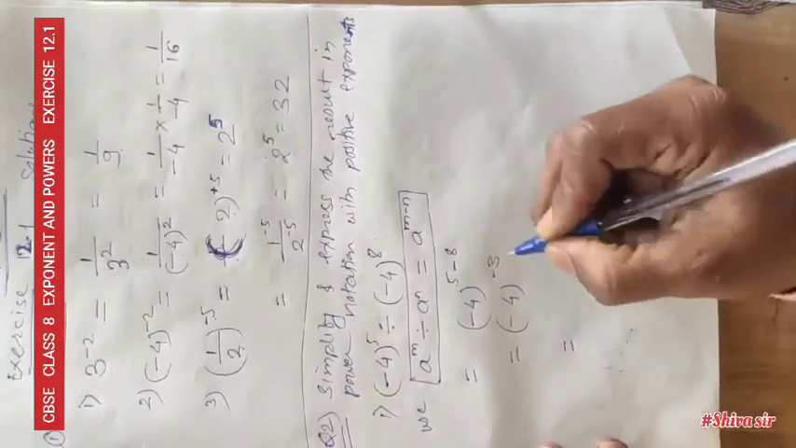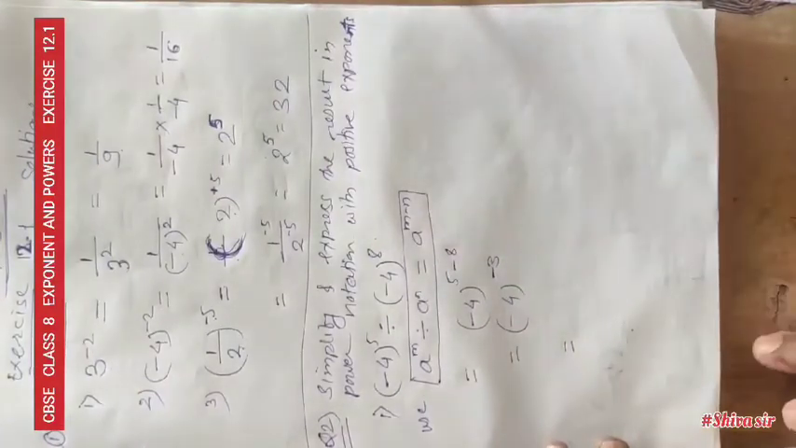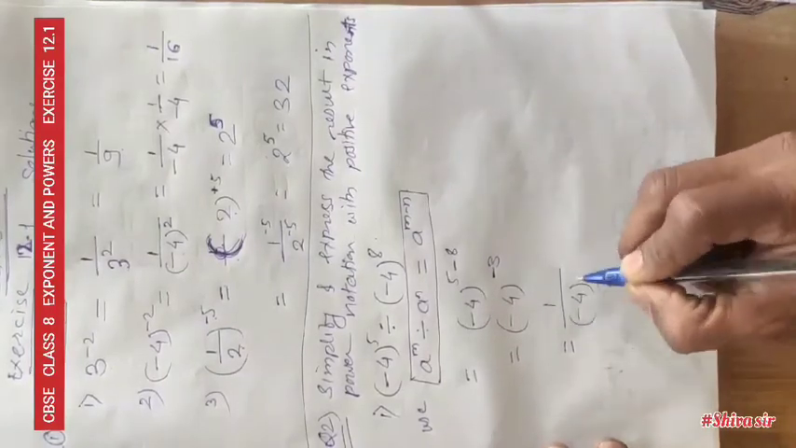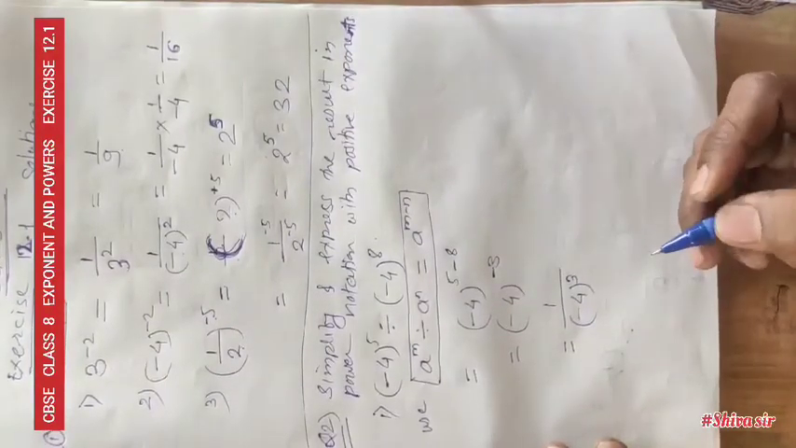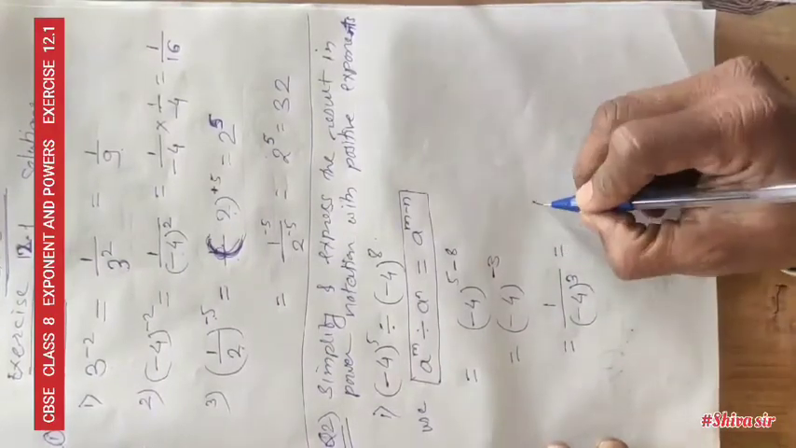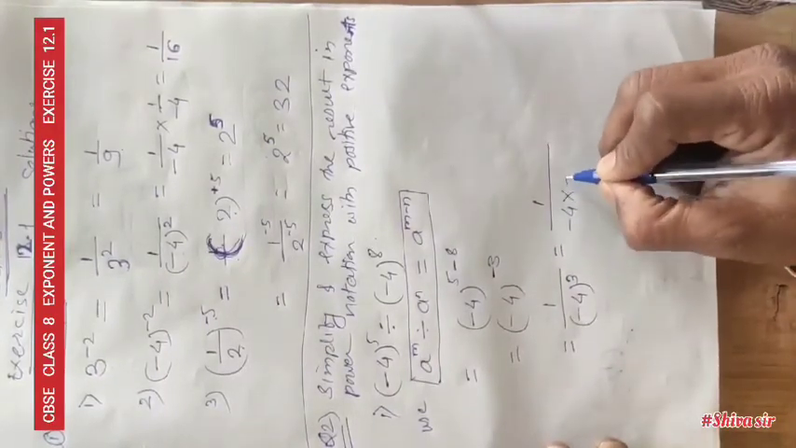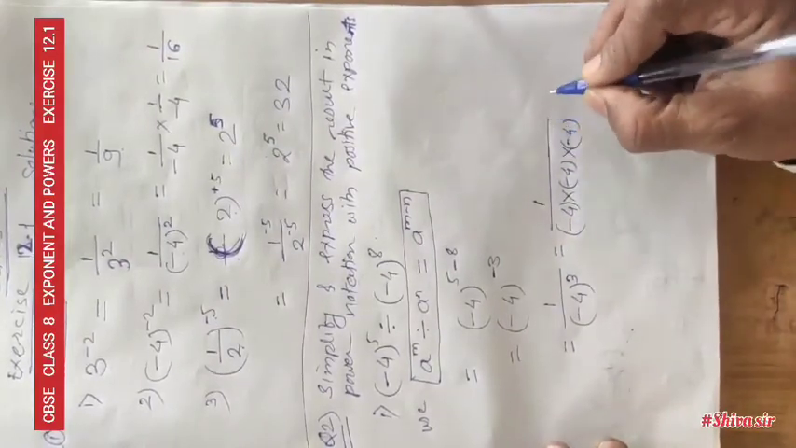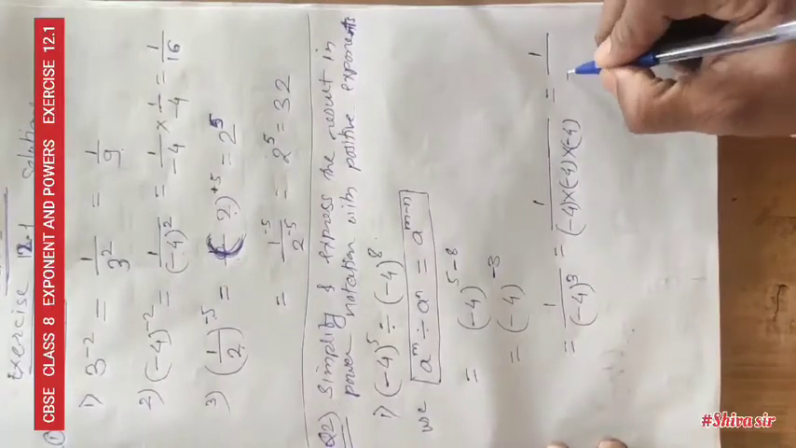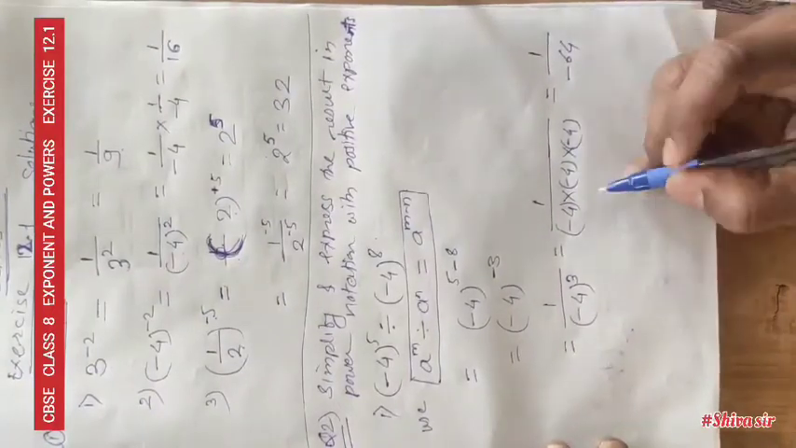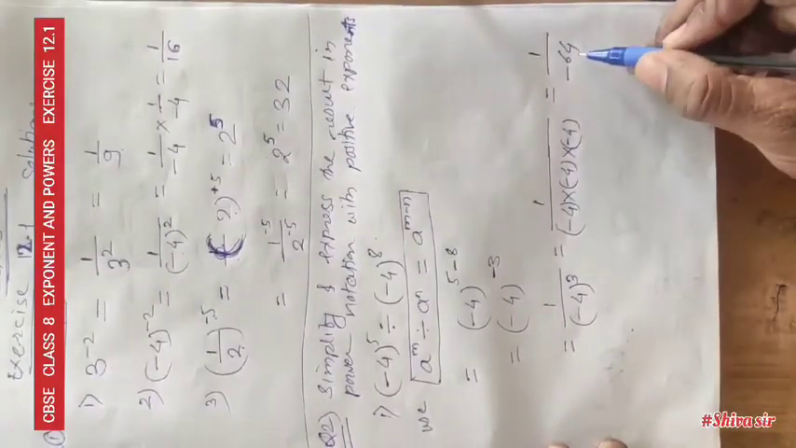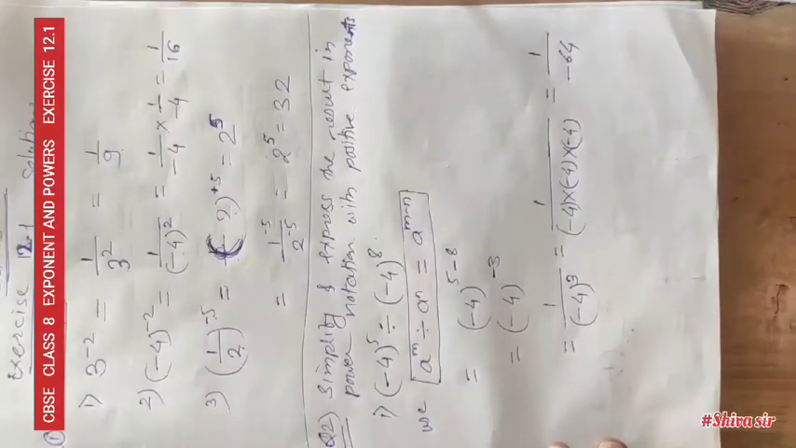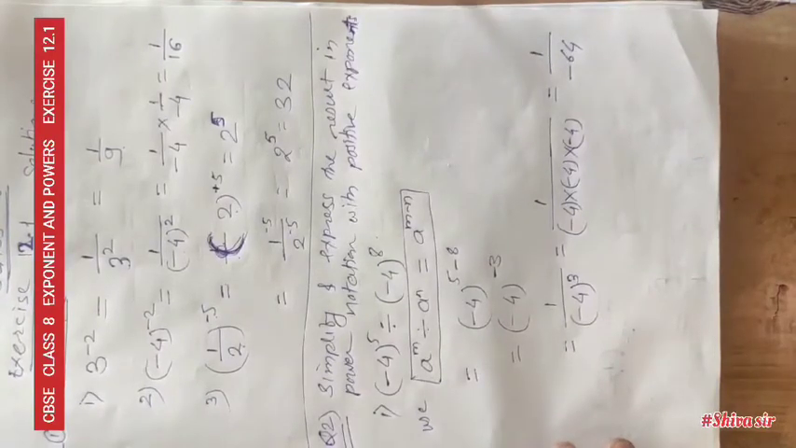Here the exponent is negative. So in the next step it is 1 upon minus 4 raised to the power 3, that means 1 upon minus 4 into minus 4 into minus 4. Simply write 1 upon minus 64. 4 into 4 into 4 is 64, and minus into minus is plus, plus into minus is minus. So the answer is 1 upon minus 64.